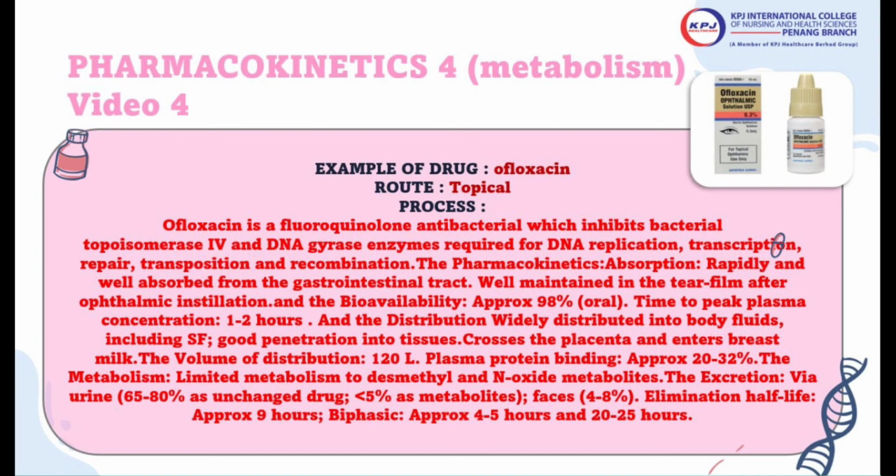The route is topical. It is an antibacterial which inhibits bacterial topoisomerase IV and DNA gyrase enzymes required for DNA replication, transcription, repair, transposition, and recombination. The pharmacokinetics: for absorption, it is rapidly and well absorbed from the gastrointestinal tract. The bioavailability is approximately 98% orally. Excretion via urine is 65% as unchanged drug, 5% as metabolites, and feces 4 to 8%.